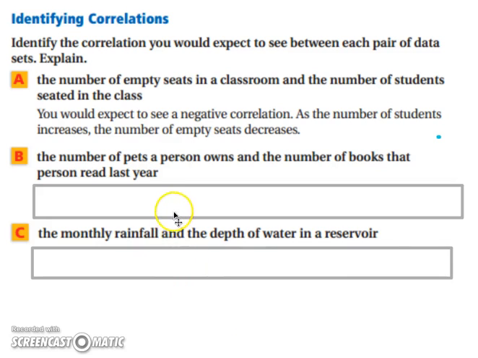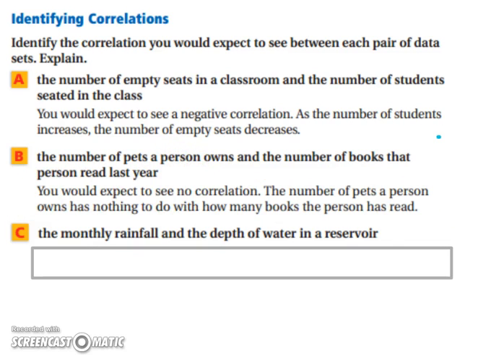Now let's look at B. The number of pets a person owns and the number of books that a person read last year. These two pieces of information have nothing to do with each other. Therefore, there should not be a correlation. So you would expect to see no pattern in the data.